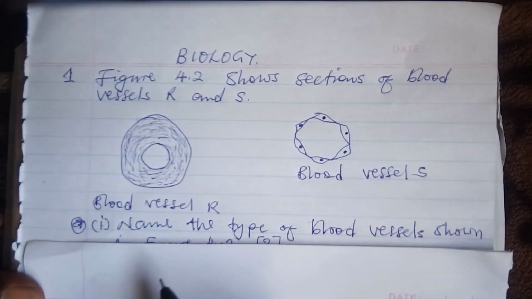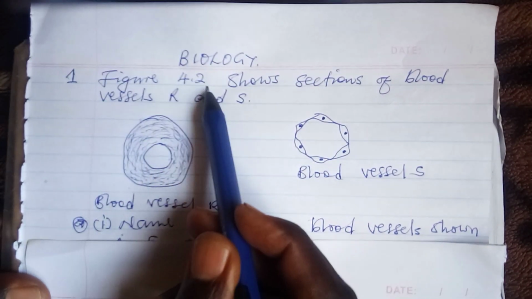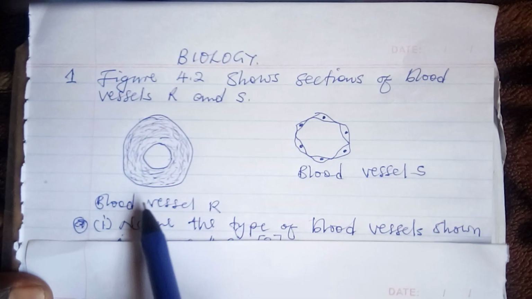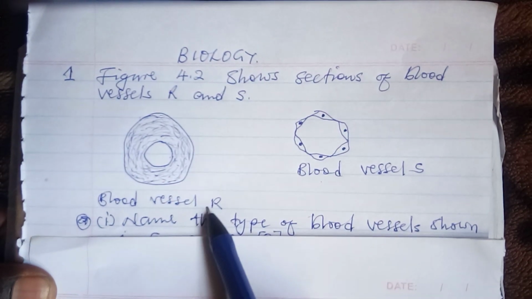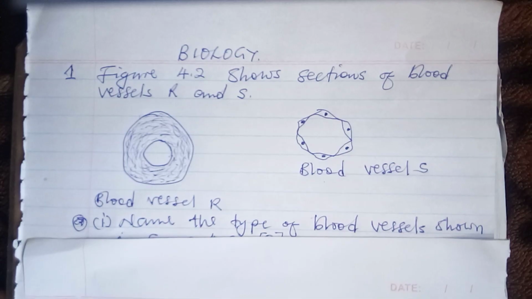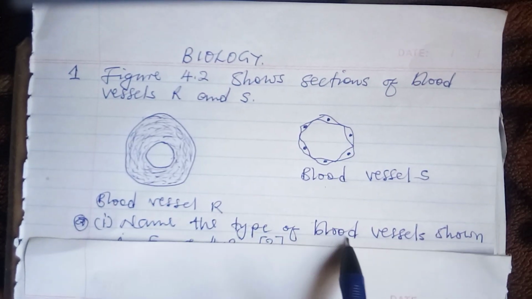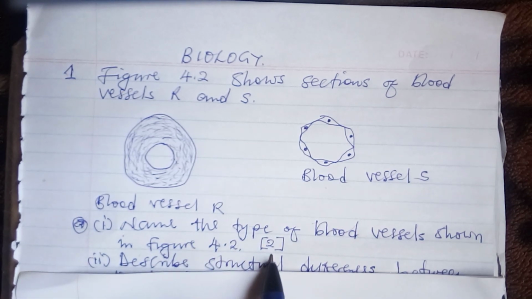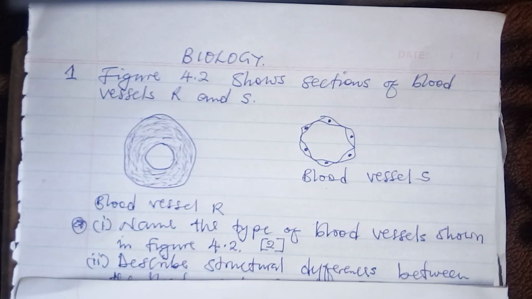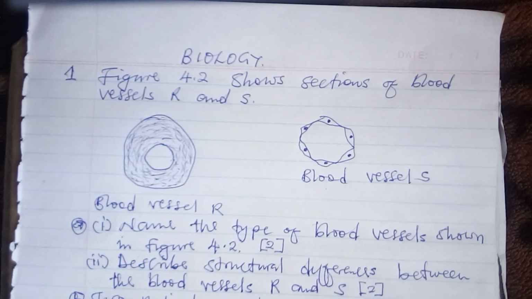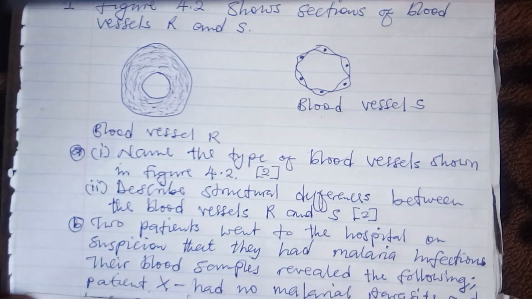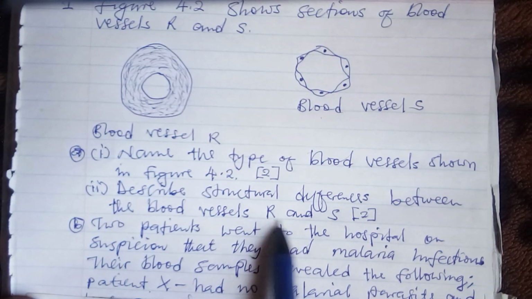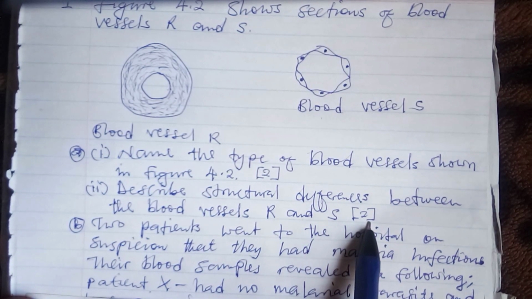The question reads, Figure 4.2 shows sections of blood vessels R and S. So these are the two blood vessels, R and S. Name the type of blood vessels shown in figure 4.2. That's 2 marks. Describe structural differences between the blood vessels R and S. 2 marks also.